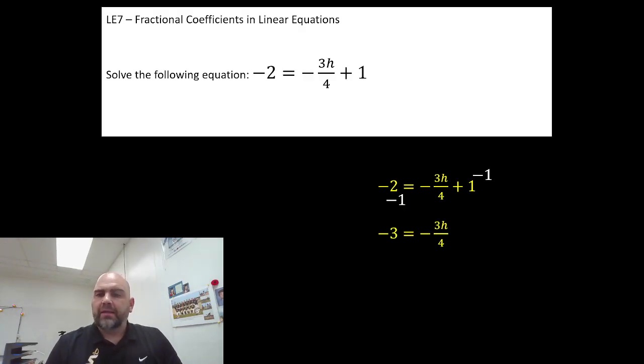Next step is we've got to look at the fraction. Now, the fraction has a numerator, which is 3h, and a denominator, which is 4, and the entire fraction is negative. So at some point, we're going to have to either multiply or divide by a negative in order to get rid of that negative on the fraction, because h cannot be negative.